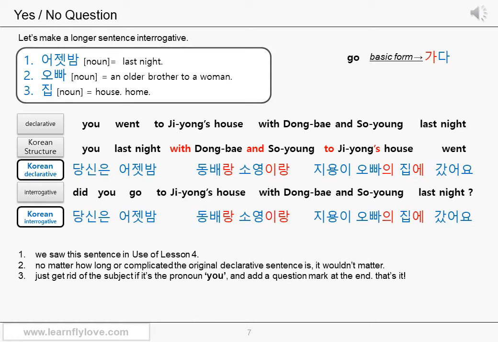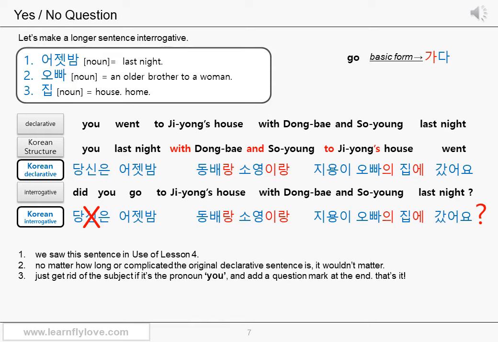동배랑 소영이랑 to 지용's house. 지용이 오빠의 집에 went. 갔어요. Let's get rid of the pronoun you and add a question mark at the end and make a high tone sound with the last letter 요. 어젯밤 동배랑 소영이랑 지용이 오빠의 집에 갔어요?